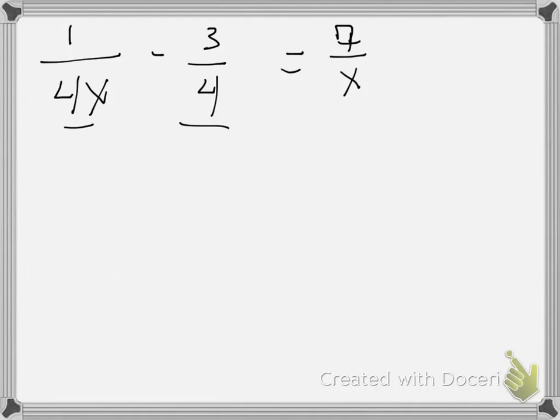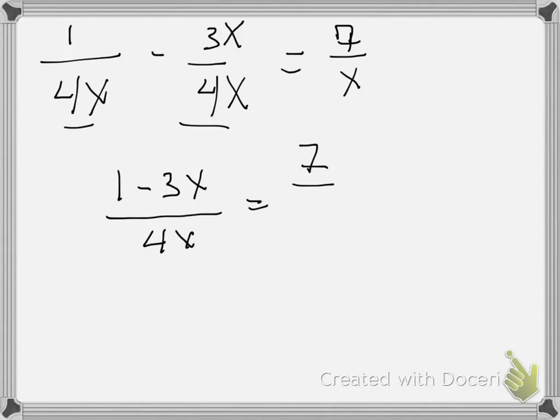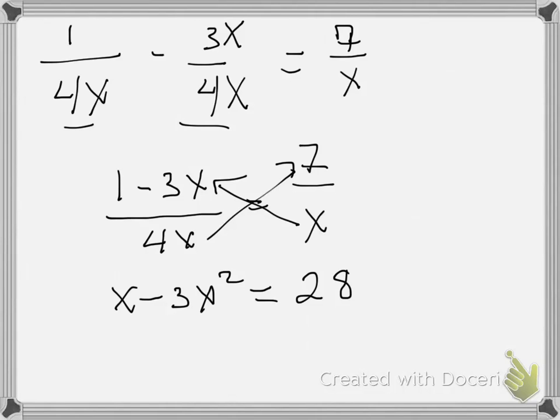1 over 4x minus 3 over 4, and that equals 7 over x. Well, again over here I'd like to get common denominators, and I'm missing an x in the denominator there. So I multiply by x over x, and this gives me 1 minus 3x over 4x equals 7 over x. Now I've got a proportion. I can do the cross multiplying, and I get x minus 3x squared, and that equals 28x.